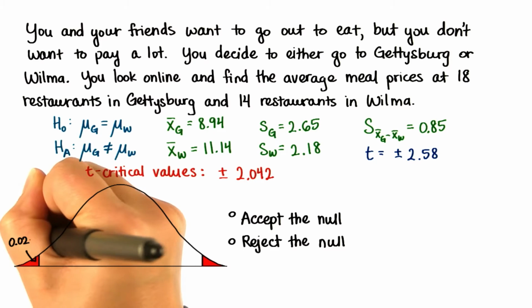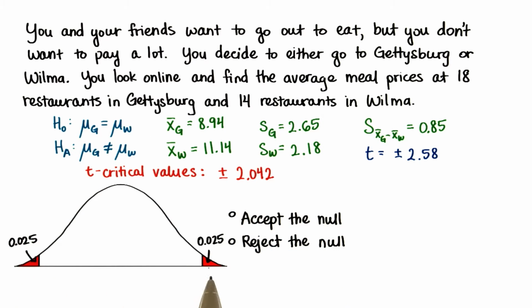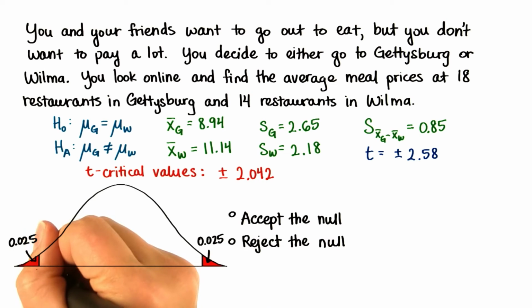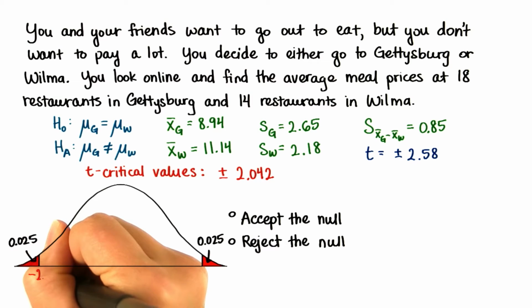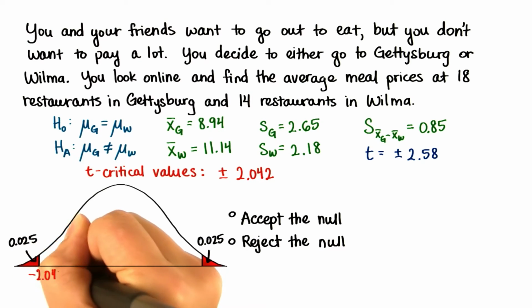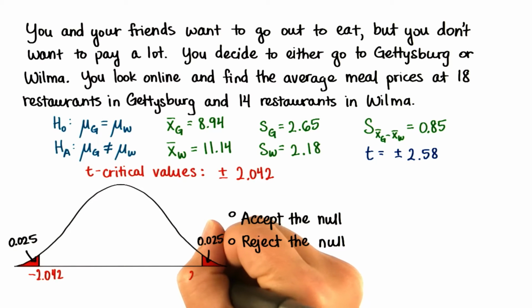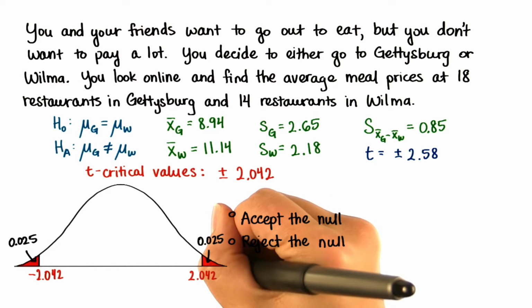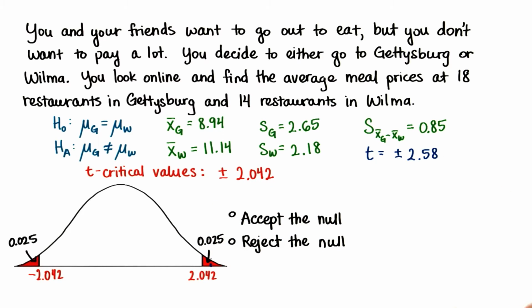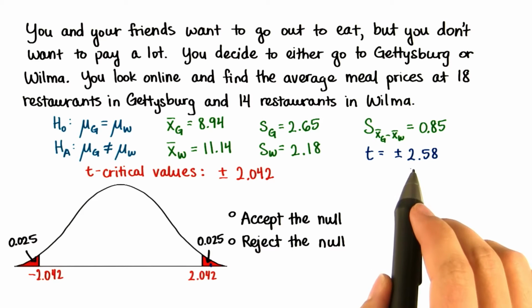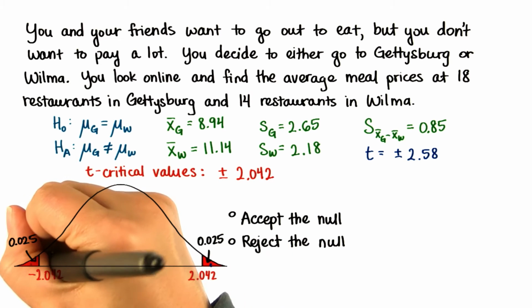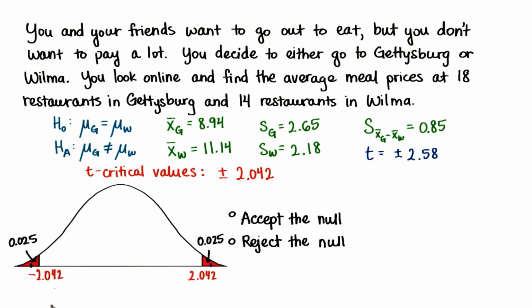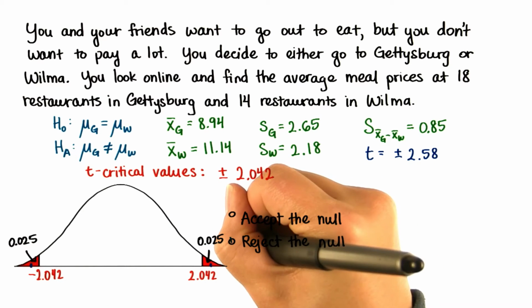If these are our critical regions, with the probability in each region 0.025 to make a total alpha level of 0.05, and remember this is the t-distribution, then this t-value here is negative 2.042, and this t-value is positive 2.042. 2.58 falls above 2.042. And if we had gone the opposite direction, negative 2.58 falls below negative 2.042. Therefore, we'll reject the null.